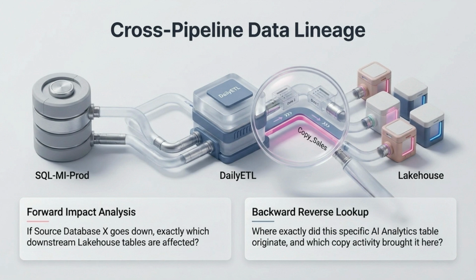To the right, we have backward reverse lookup. If you spot an error in your AI analytics, this acts like a magnifying glass. It allows you to trace any data point back to its origin and pinpoint the exact activity that brought it there. Ultimately, this is about moving from reacting to problems to mastering our data, ensuring everything stays reliable and transparent at every step.